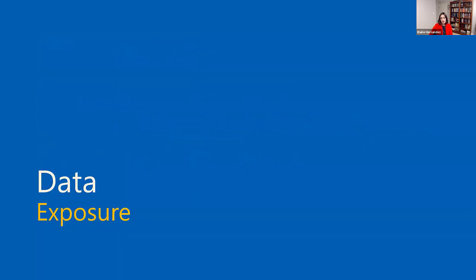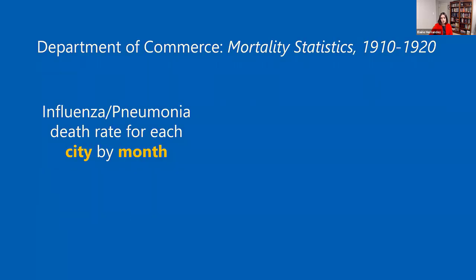So next, we'll think about our data and our exposure. This is again where we have a great team at the University of Minnesota who digitized the mortality statistics from 1910 to 1920. They digitized all the cause-specific mortality rates by city by month for this time frame. If we think about the data issues that we are currently having during our pandemic, to have city-level cause-specific mortality data from 1918 is really remarkable.